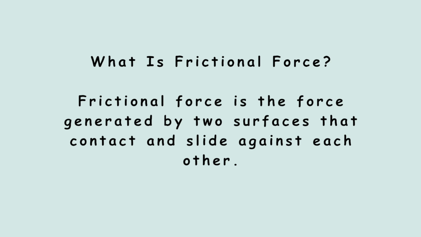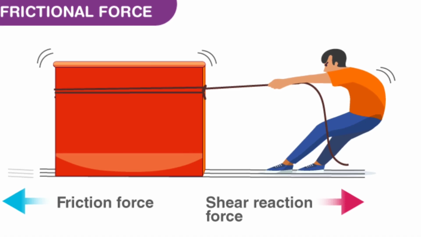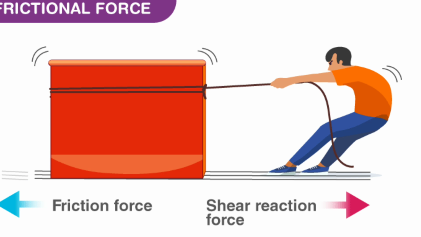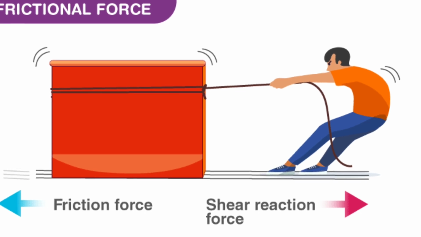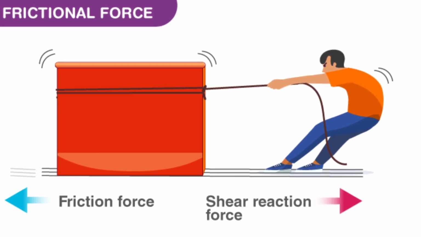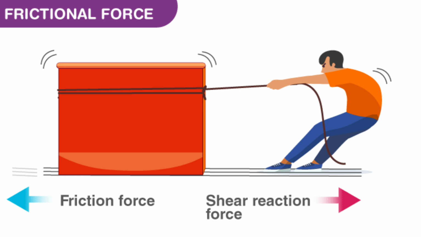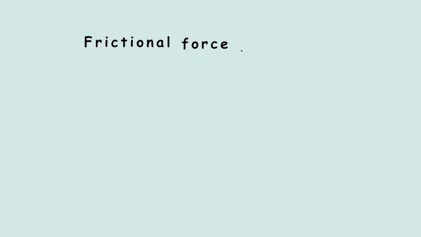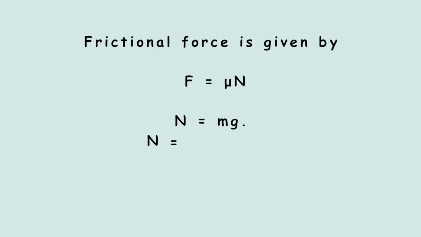For example, you see this diagram. In this diagram, they show how the frictional force acts in the opposite direction. We are applying force on one side and the frictional force is acting on the opposite side. So this is an example related to frictional force. While walking also, there is a frictional force.